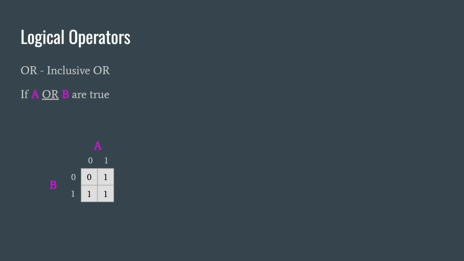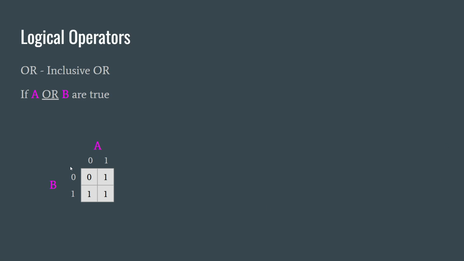The next logical operator that we're going to talk about is the OR. And just like its name says, it's going to be true if either A or B are true. The more formal name of this is inclusive OR. So let's look at our truth table down here.